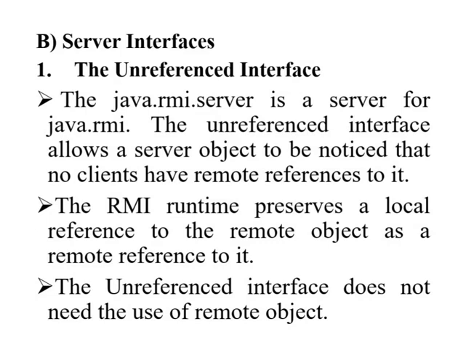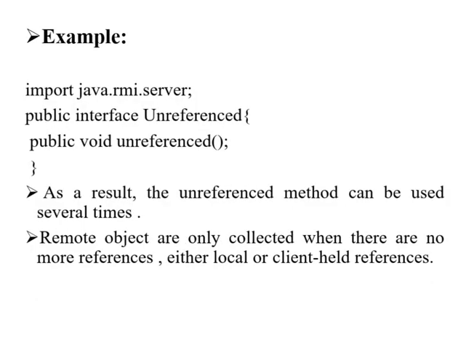The unreferenced method is called once the remote object's reference set becomes empty. That is, when the number of clients who reference the object becomes 0, if that remote object implements the Unreferenced interface. The Unreferenced interface does not need the use of the remote object.